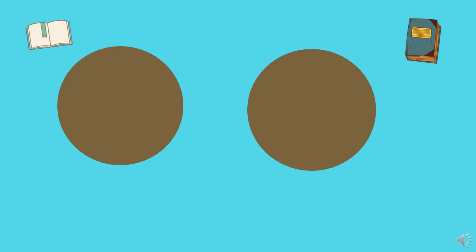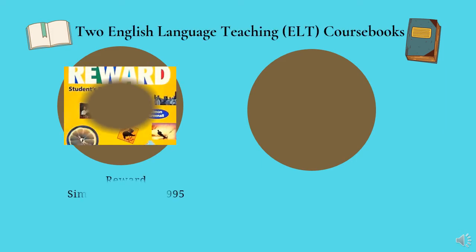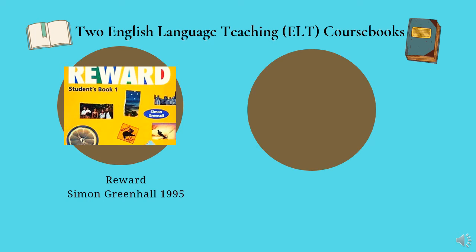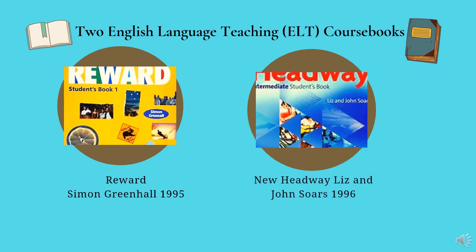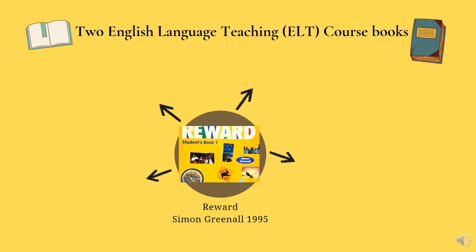Because of this, one researcher, Macias 2010, employed this to analyze grammatical aspects. As discussed by some coursebook writers, he explored the three dimensions of form, meaning, and use, the three-dimensional framework, from the perspective of the English passive voice in two ELT course books, and these are Reward by Simon Greenhall and New Headway by Liz and John Soars, 1996.